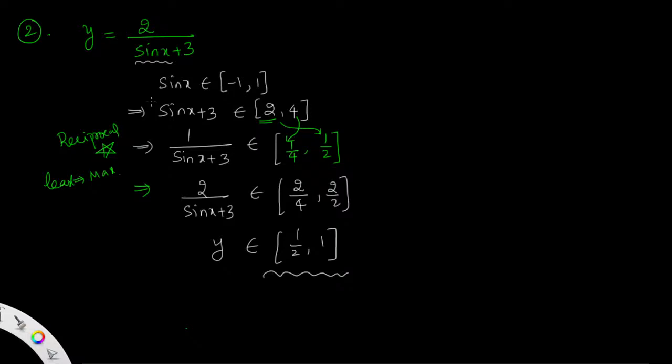For changing to the reciprocal, you just have to remember: reciprocal means the least value becomes the maximum value and the maximum value becomes the minimum value. So 4 is rewritten as 1 by 4, and 2 as 1 by 2. And then multiply by 2, so 2 by 4 comma 2 by 2, which is 1 by 2 comma 1.